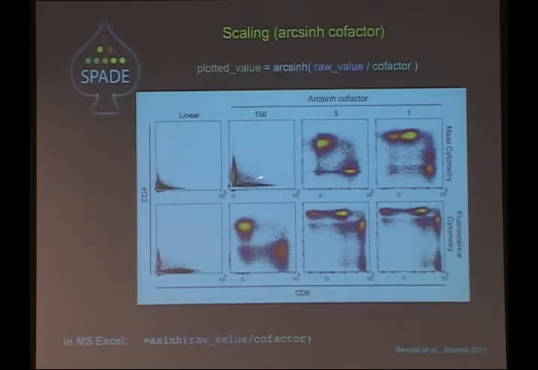But using the same cofactor, mass cytometry data looks very squished against the axes, almost as bad as it looks with the linear scaling. Using a lower cofactor of 5, mass cytometry data starts to look more like fluorescence data with the same parameters. And this is what we typically use for all of our CyTOF analysis.